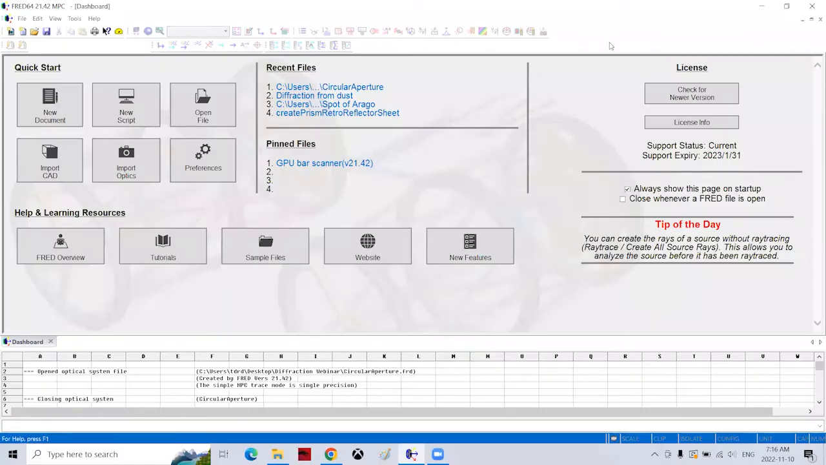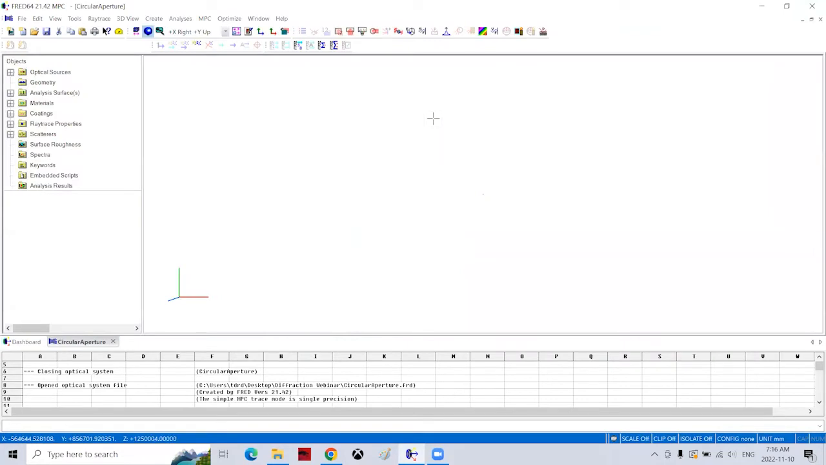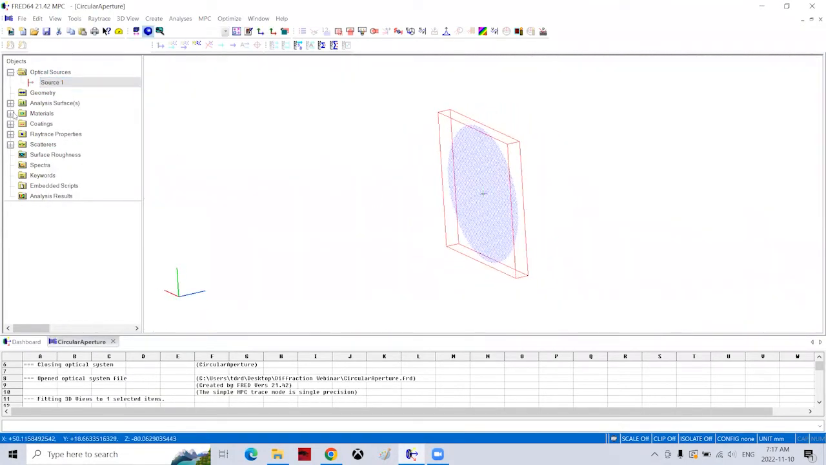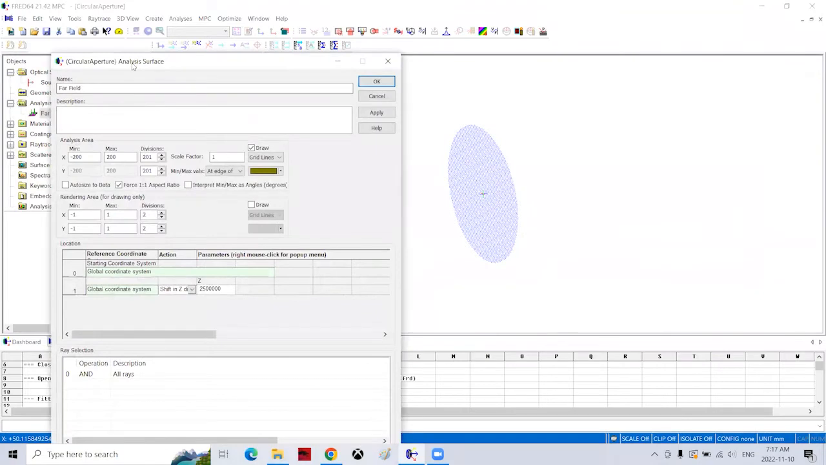So we're going to start with the simplest one, and essentially just doing some aperture diffraction. And I've opened the Fred model and you can't see anything because what happens is if I fit the source to view, all right, there's my source. And actually the only other thing in this model is in the analysis surfaces folder on the left side, just an analysis surface to do the calculation at 2.5 kilometers away from the source. So in the far field.